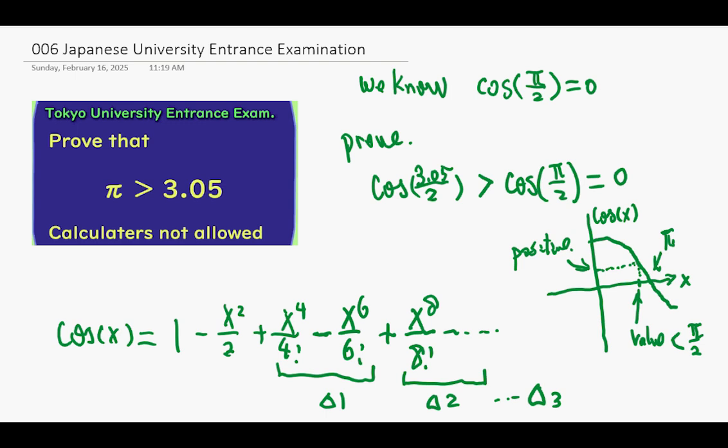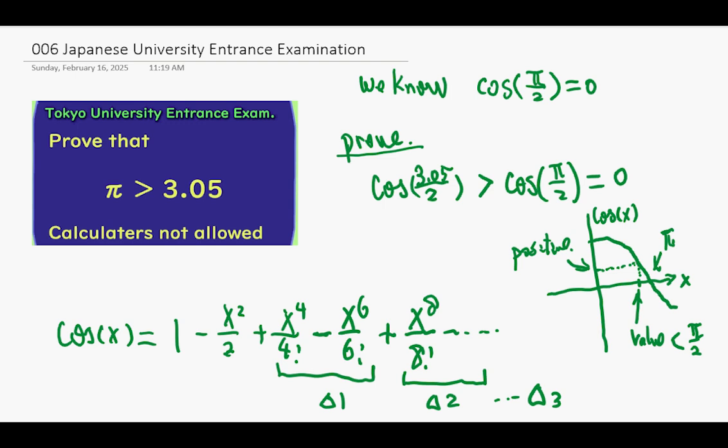The first one is my own solution. The second one is the generally accepted solution in Japan. So you'll see both. Now we know cosine pi over 2 is 0. And what we have to prove is that cosine 3.05 is larger than cosine pi over 2, which equals 0, right?